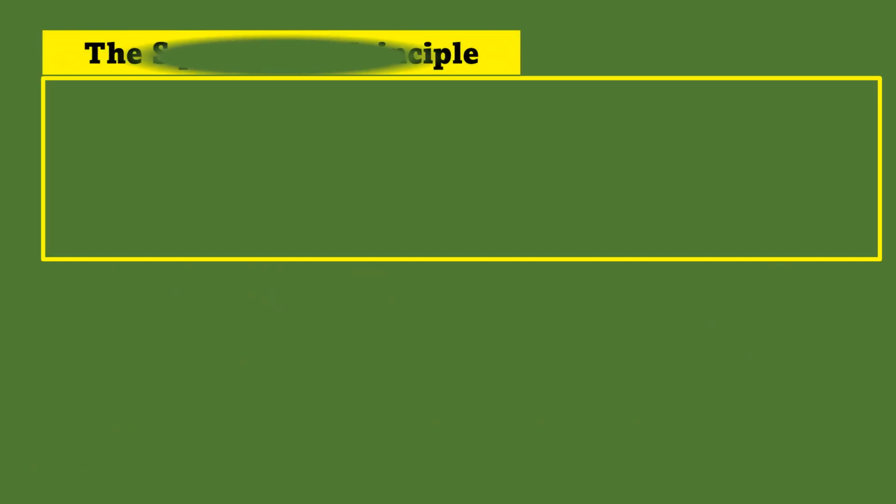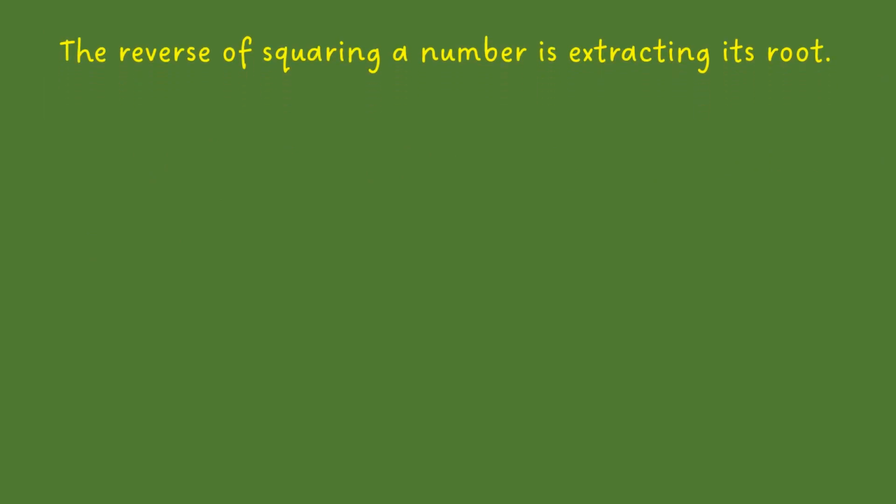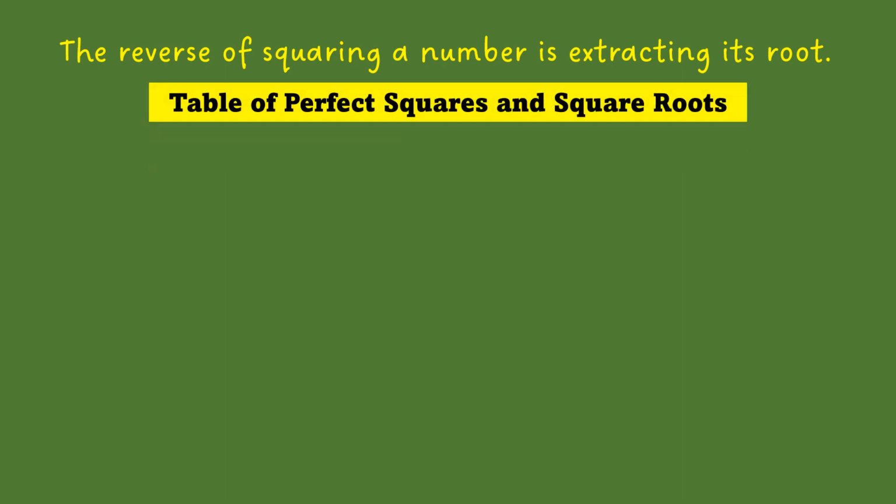The square root principle states that if x squared is equal to k and k is greater than or equal to 0, then x is equal to the square root of k, or x is equal to the negative square root of k. The reverse of squaring a number is extracting its root. We have here a table of perfect squares and square roots.